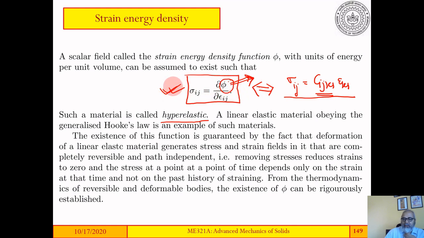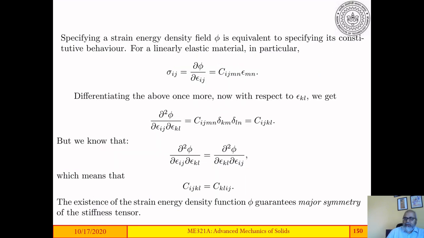So this kind of an equation is valid for a general nonlinear elastic material as well, but we will concentrate only on the case of linear elastic materials, for which phi would be a quadratic function of strains. Now, once we take into account the fact that phi exists for a reversible path independent material, of course, a linear elastic material is a special case of a reversible path independent material. Once we accept its existence, then there are simple things that we can show.